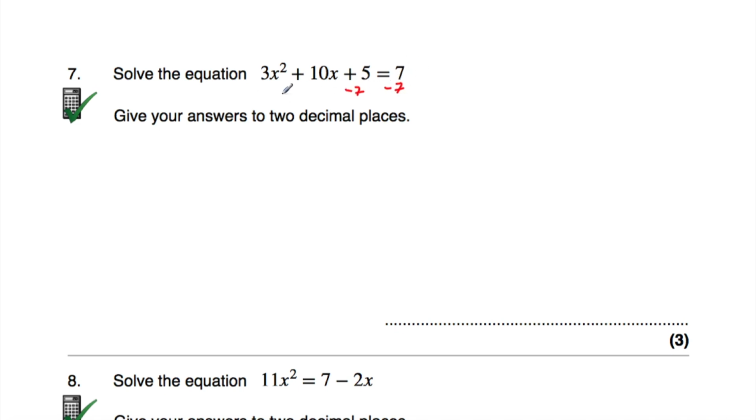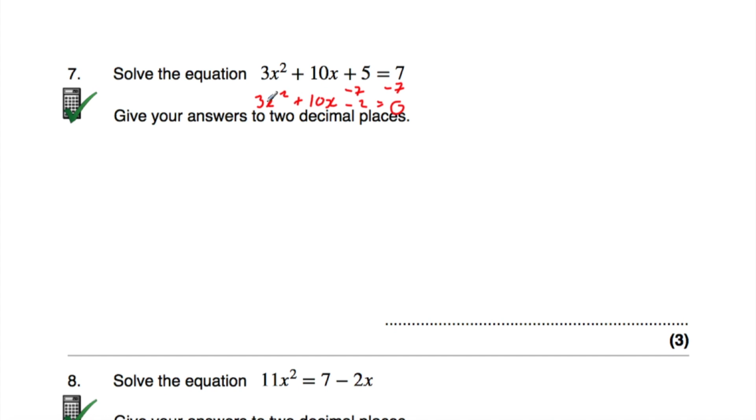And if we take away 7 from both sides, on the left-hand side, we'd have 3x squared plus 10x. And then we had 5, we're taking away 7, so that'd be minus 2. And then that equals, and on the right hand side, 0. So that means that if we take 7 away from both sides, we get 3x squared plus 10x minus 2 equals 0.